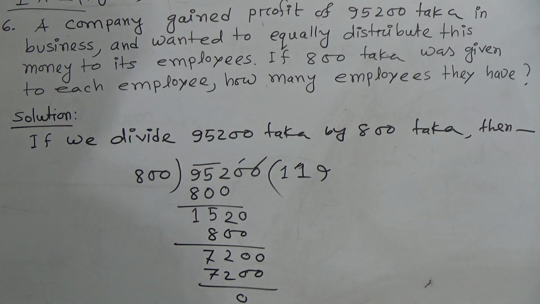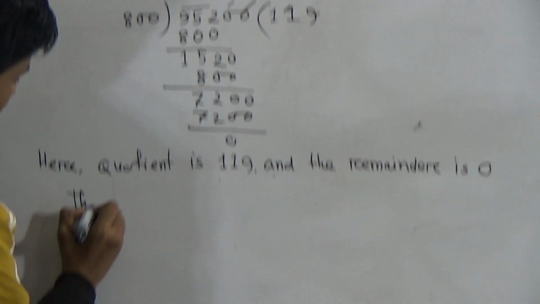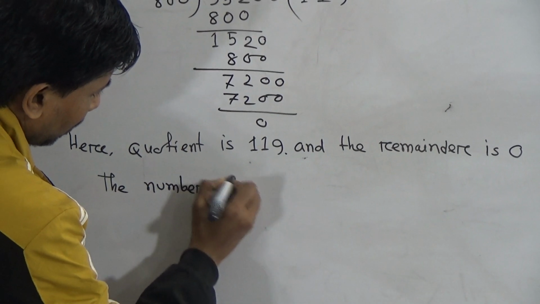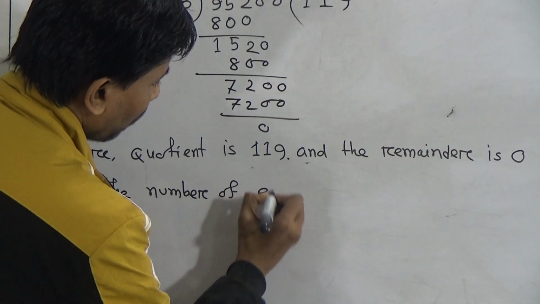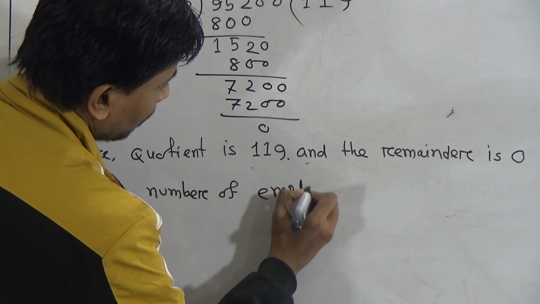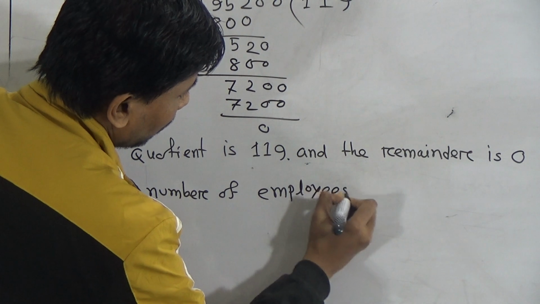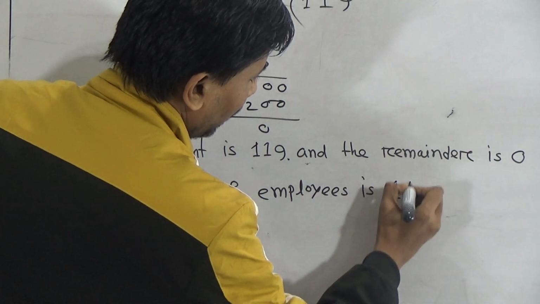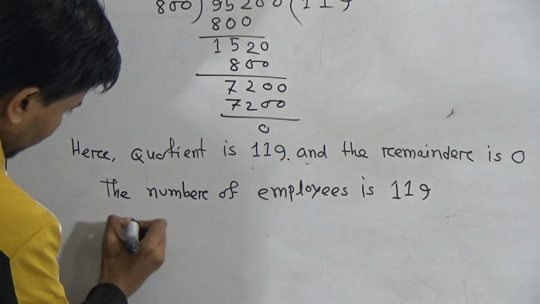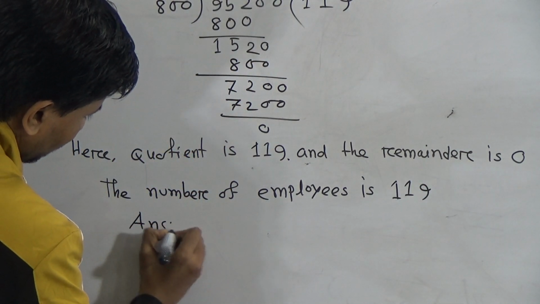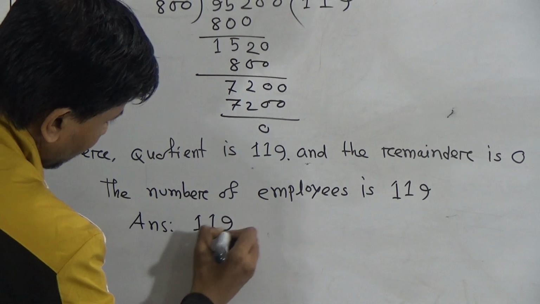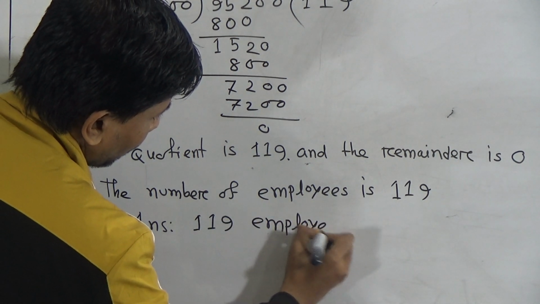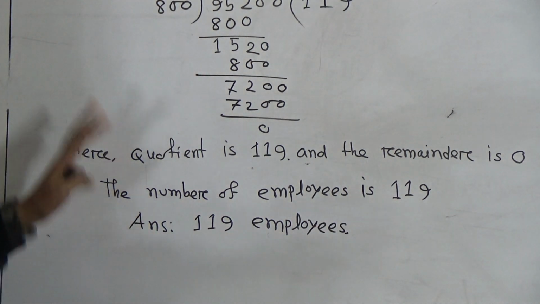Okay, now write the number of employees is 119. Now write the answer. 119 employees. Okay, dear student, I hope you understood.